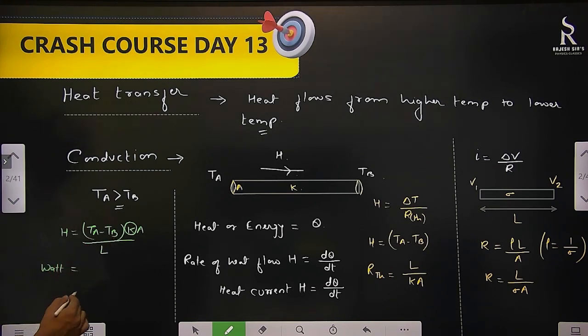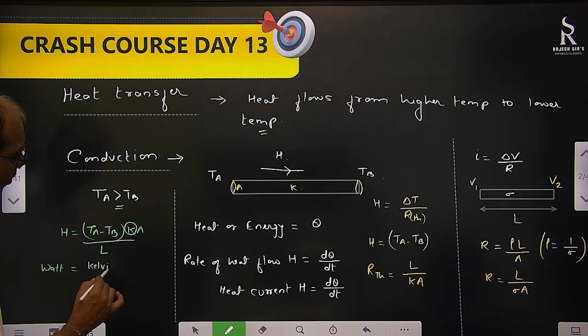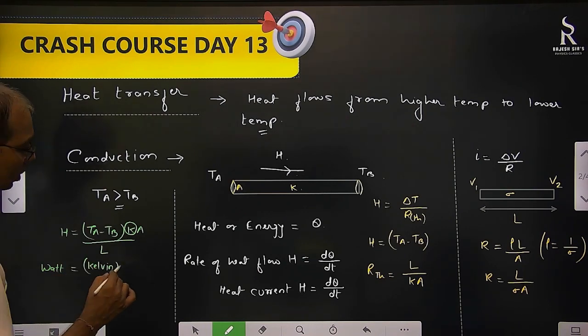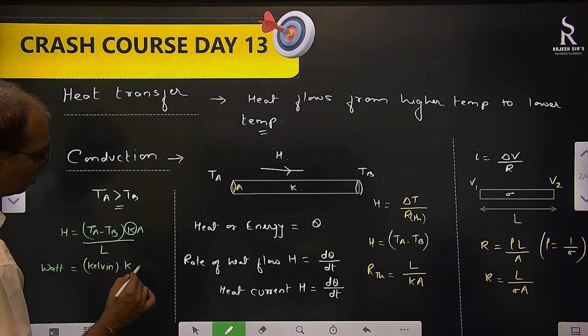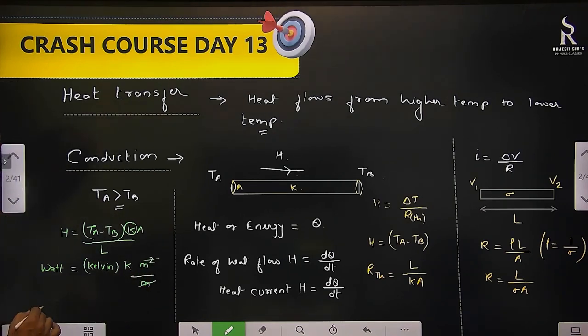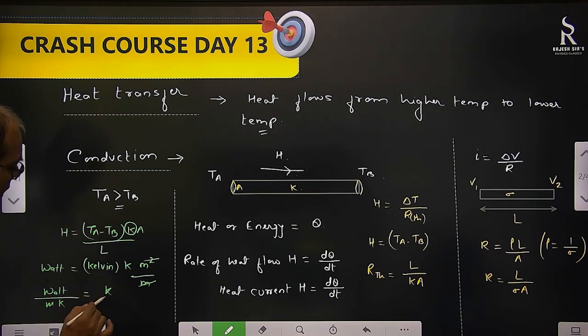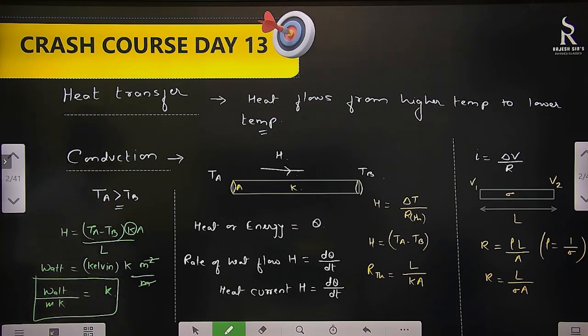Temperature difference means Kelvin. So I am writing Kelvin because K is already there, so I should not be writing this also K. Meter square is area and length is meter, so meter and meter get cancelled. So what are we getting? Watt per meter per Kelvin is the unit of K. This is the unit of thermal conductivity.